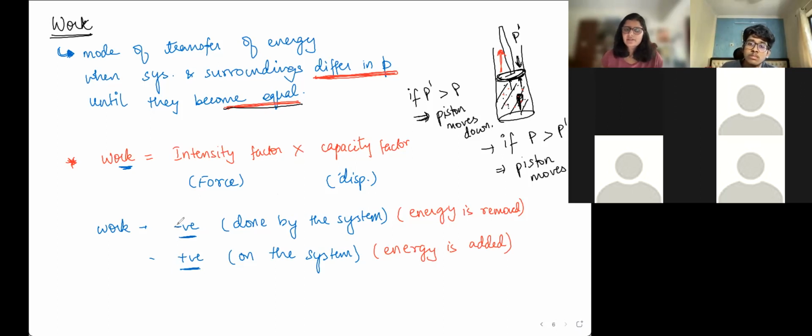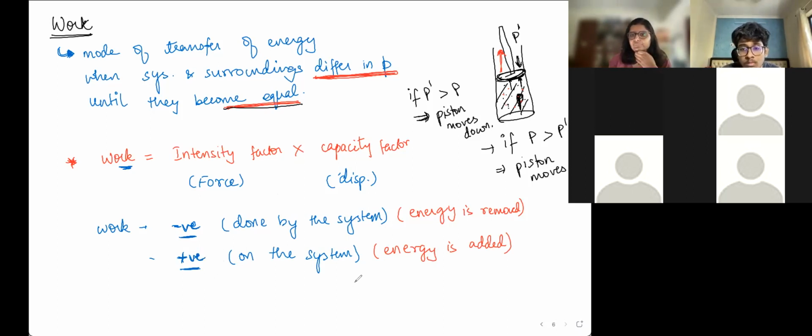When does the value of work take a negative value, and when a positive value? When work is done by the system, the system is spending energy, losing energy, so that's why it's negative overall. And when work is done on the system, something else is doing the work and adding energy into the system, that's why it's positive.